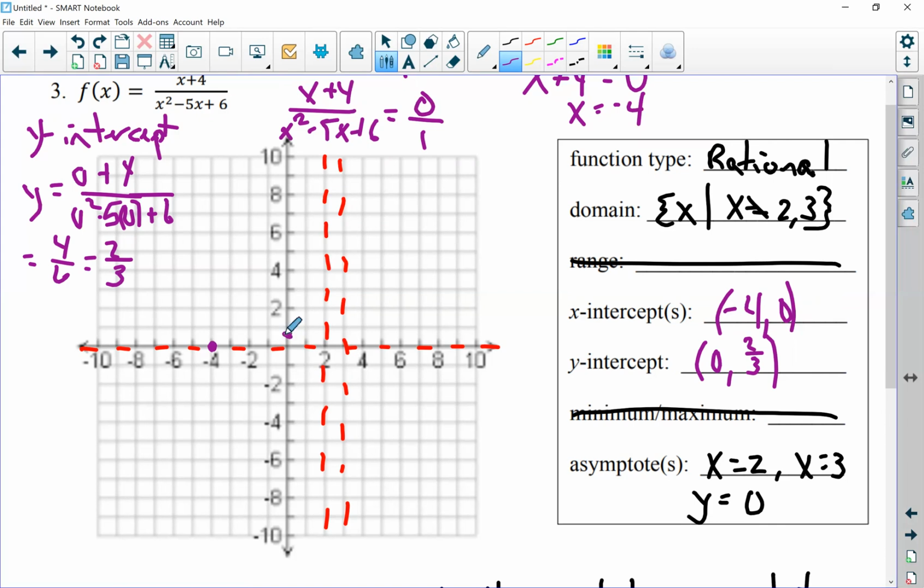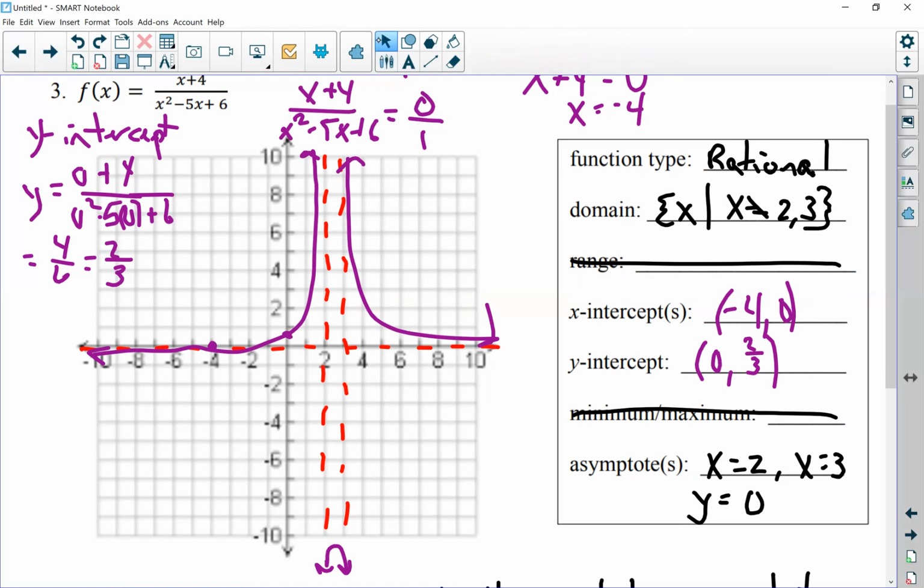This is one I would suggest picking some more values and plugging them in. And what you're going to find is this graph does something like that. It will have a point down or a spot down here. And that part's going to look something like that. Again, we're not going to worry about range. We're not going to worry about a minimum or a maximum.